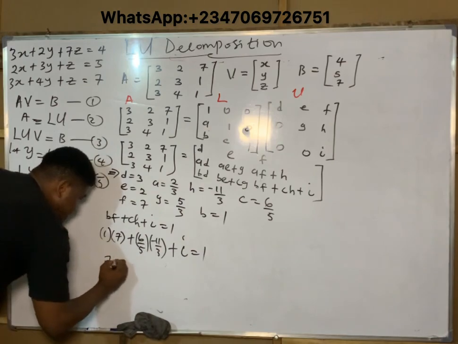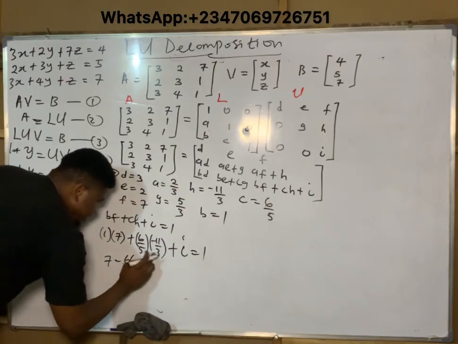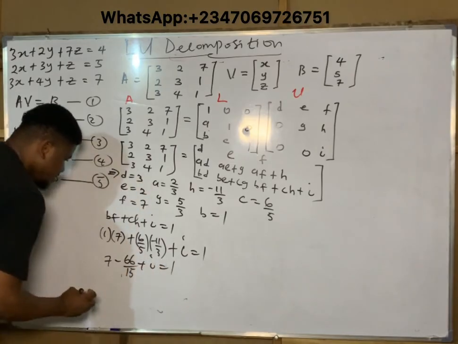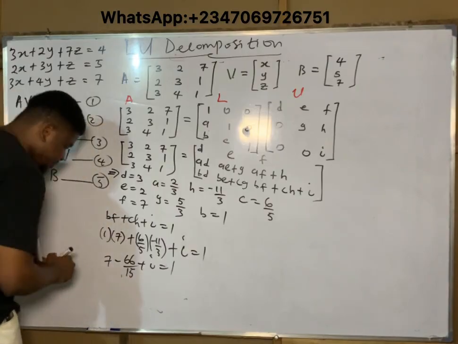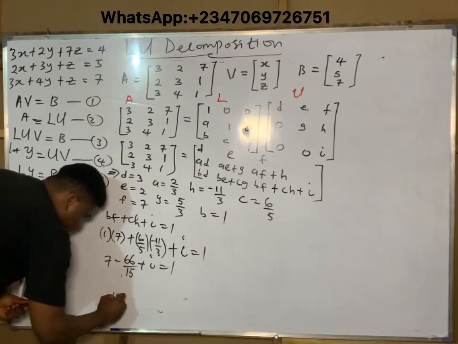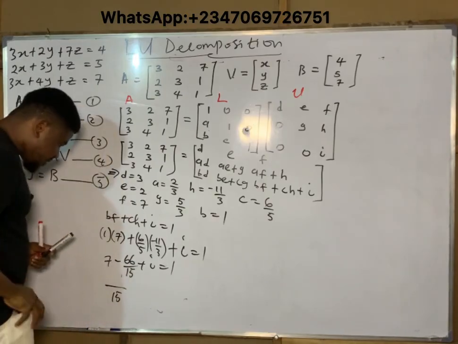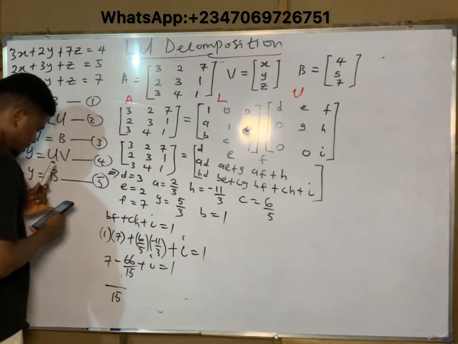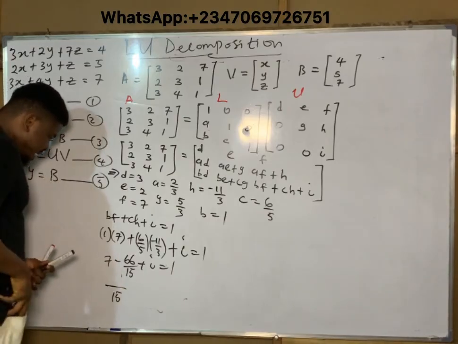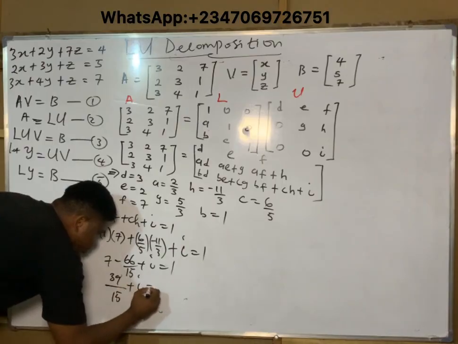So 1 times 7 is 7. 6 times negative 11 is negative 66, all over 5 times 3 is 15, plus I equals 1. So let's take the LCM between these two. The LCM between the two of them is 15. So 15 times 7 minus 66 gives us 39. So we have 39 over 15 plus I to be equal to 1.